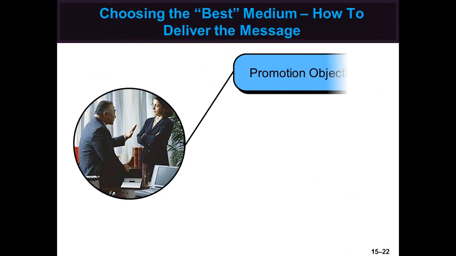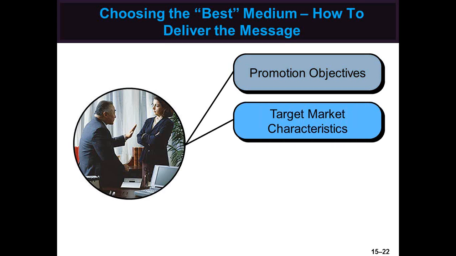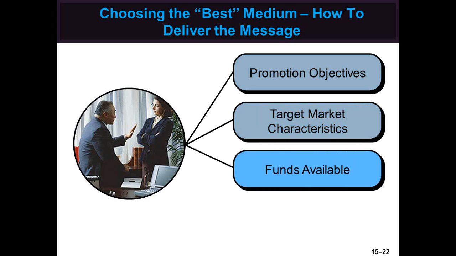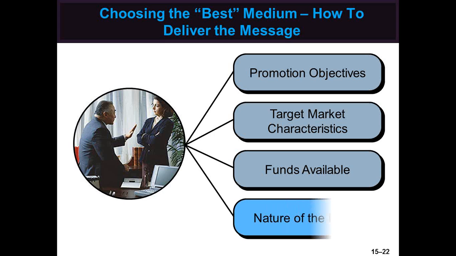There's no simple answer to which is the best advertising medium. So choosing an advertising medium depends on the organization's promotion objectives, the characteristics of the target market, the funds available for advertising, the nature of the media, who is reached, with what frequency, with what impact, and at what cost. Before choosing the medium, the marketer must have specific promotion objectives. Some media are better than others at delivering a specific objective.